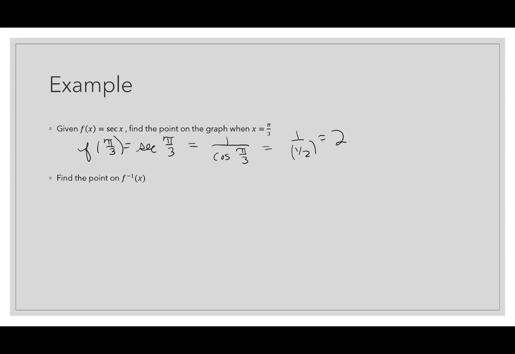Okay, now that we have this 2, we know our input, pi over 3, and our output, 2. So this would be the point on the graph of f. The point on the graph of f inverse would be just flip that around. So I put 2 first, then I put pi over 3 second. So it's just a simple flip. You're not doing anything special. You are not finding the inverse function. That's not what's happening. You're just taking your point and flipping it.